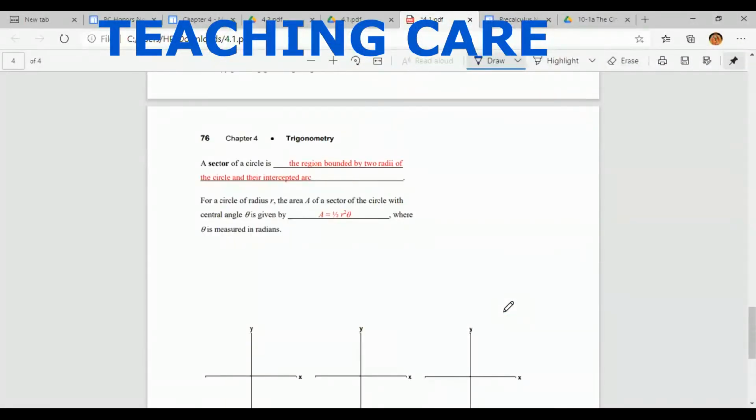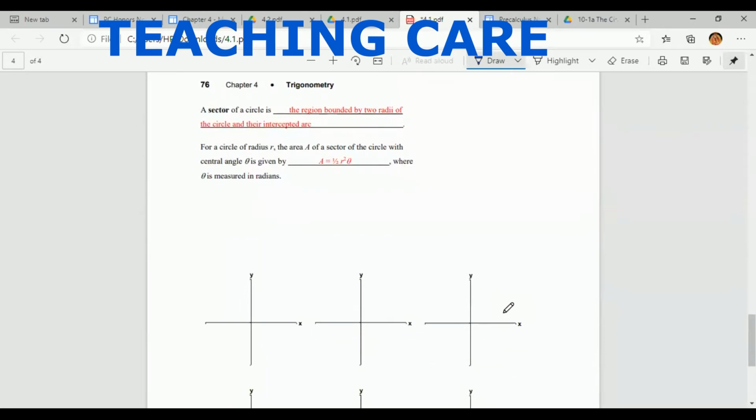Now, coming to a sector. All these definitions in circles you have already read, just a review. What is a sector of a circle? The region bounded by 2 radii of the circle and the intercepted arc. If I have a circle, and this is a radius from the center to this point, and this is also a radius, then this becomes the sector of a circle, the region bounded by 2 radii of the circle and the intercepted arc.